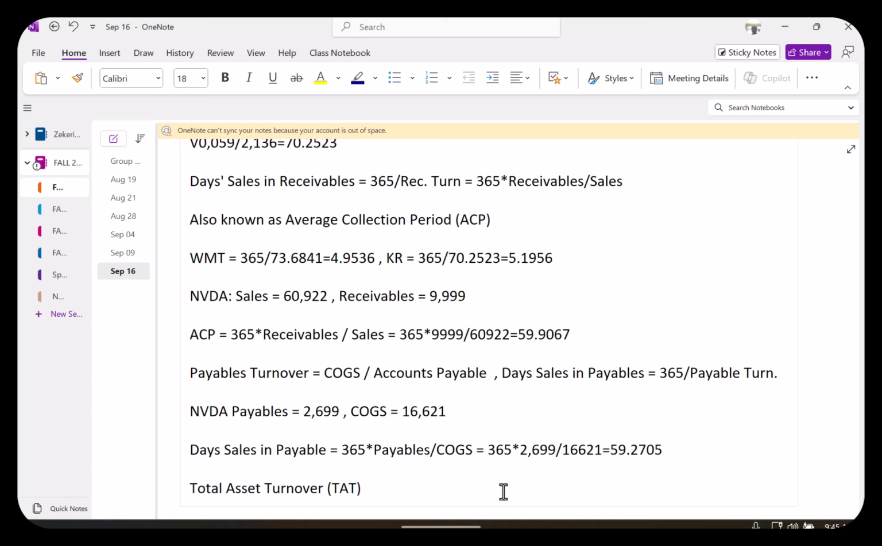aka TAT. We're gonna take sales divided by total assets. It basically says how many dollars of asset do you need to generate 1 unit of sales. Okay.